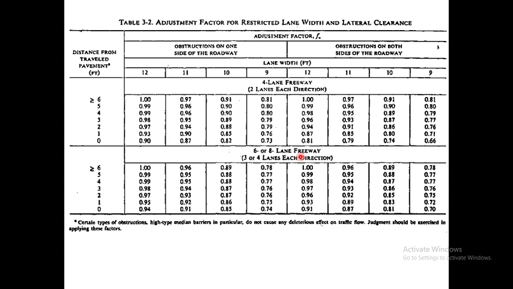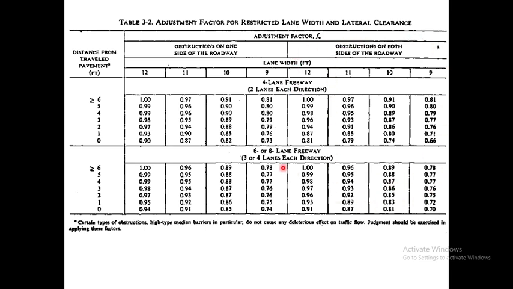So in the problem, we usually talk about both sides of the highway. It means in both directions. So we usually use the right side of the table, okay.